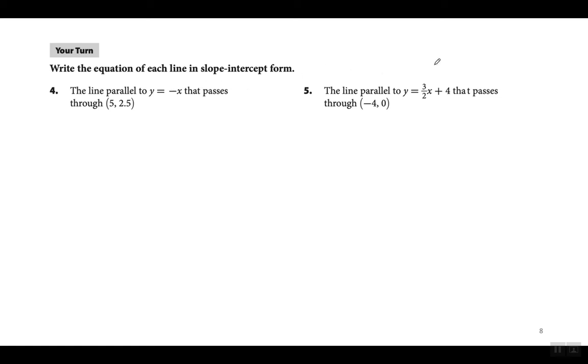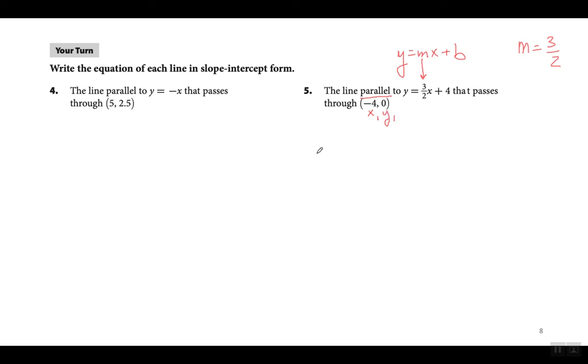Alright, so the line parallel to this one. So once again, the slope has to be this number, because this is in slope-intercept form. So the slope, if the line is parallel, the slope has to be 3 over 2. Okay, and it passes through this point, so this is going to be x1, y1.